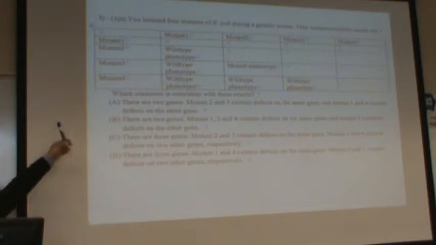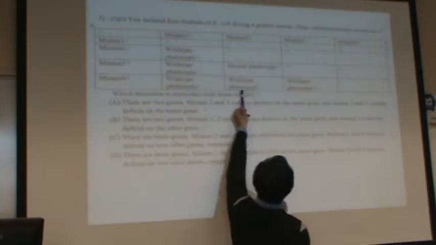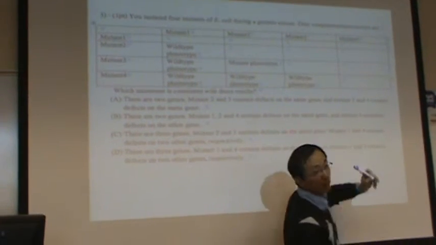So 1 and 4 are not the same, because when 1 and 4 are put together, it's a wild type. If they are the same, it's still going to remain a mutant. So 1 and 4 are not the same. 1 and 2, 1 and 3, they are also not the same. So 1 is a different gene. And you can also look at number 4. Number 4 is different from number 1, number 2, and number 3. So number 4 is also different.